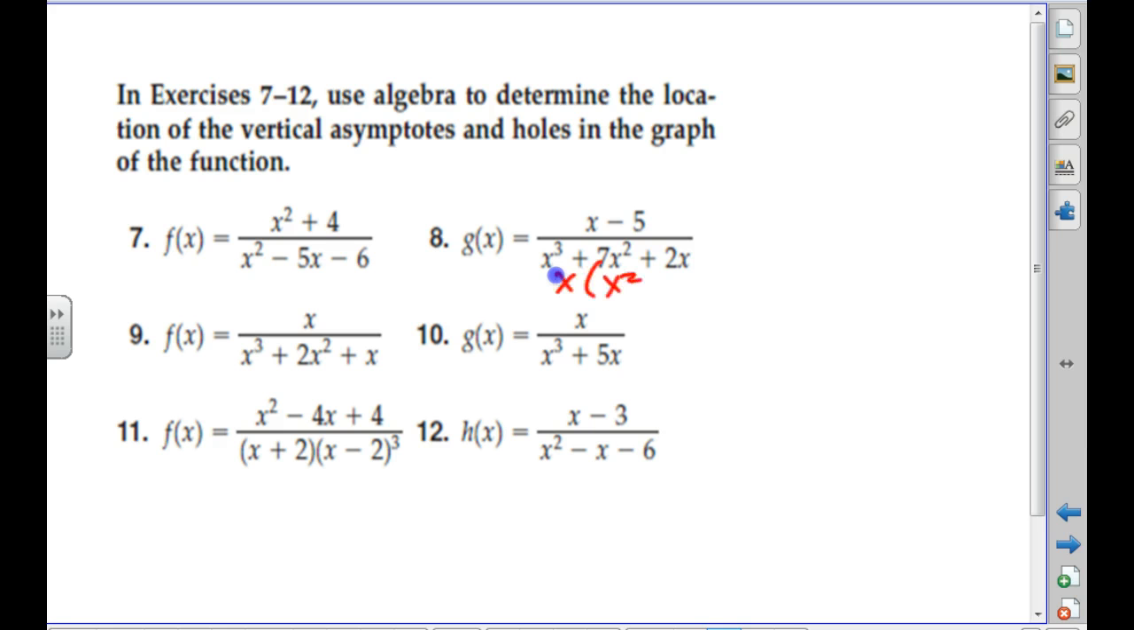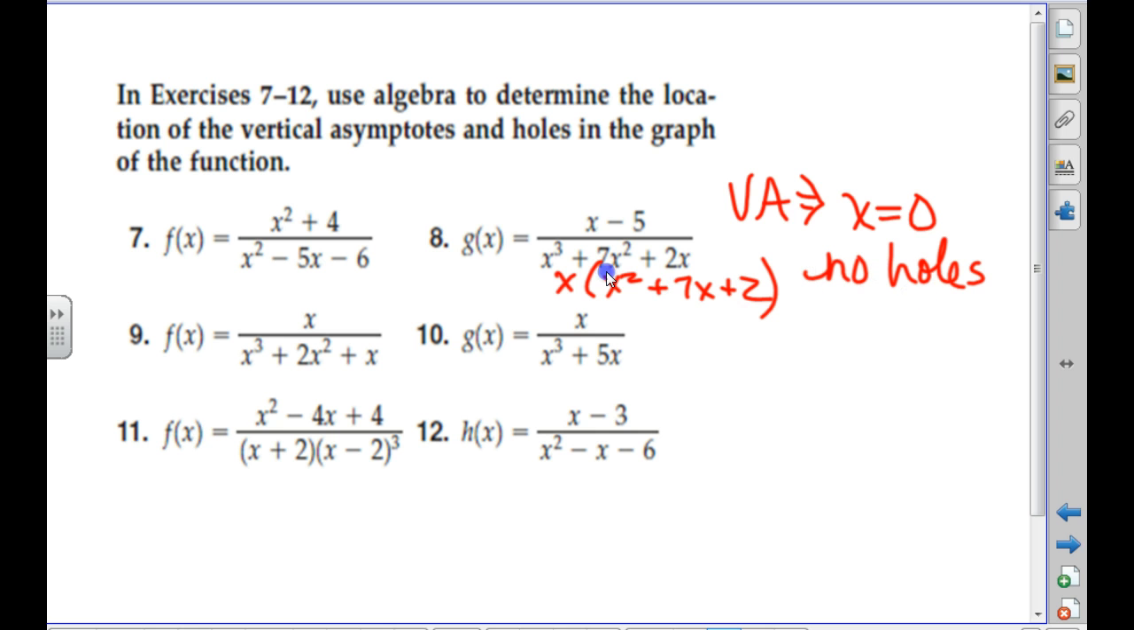If you take out an X, it doesn't factor any further, so the only vertical asymptote is at X equals 0. And there are no holes. Why is it X equals 0? Because you took out this X right here, it would make the denominator 0. If you look on the sheet, it says vertical asymptotes are anything that makes the denominator equal to 0. And you could, I don't think this is going to come out real. Actually, I think it does.